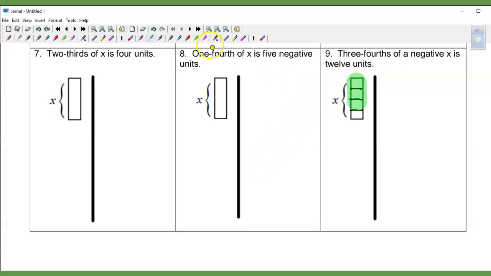And we know 3 out of the 4. 3/4 of a negative x, another negative x, is 12 units. So if I have 12 units and I have 3 places, 3/4 here, I gotta divide those 12. 1, 2, 3, 4, 5, 6, 7, 8, 9, 10, 11, 12. So each of these, if I break it up evenly, has 4 positives. That must mean that last 4 also has 4 positives.